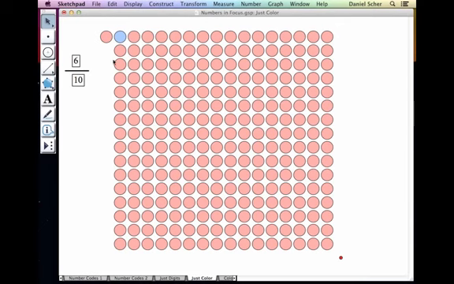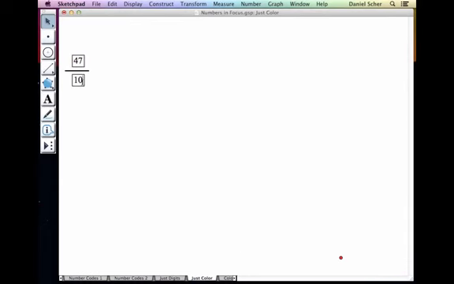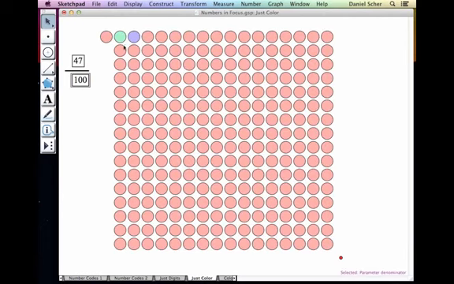We might ask them to come up with a fraction whose decimal representation contains exactly 2 non-zero digits. So perhaps students would pick something like, oh, I don't know, 47 hundredths. So again, we have all zeros, but we have 2 that are not 0. They could look at other patterns.